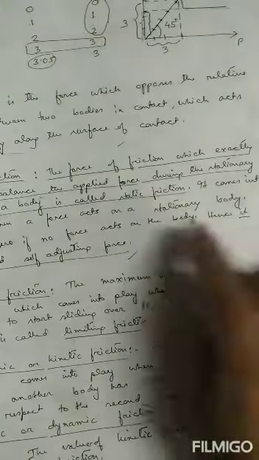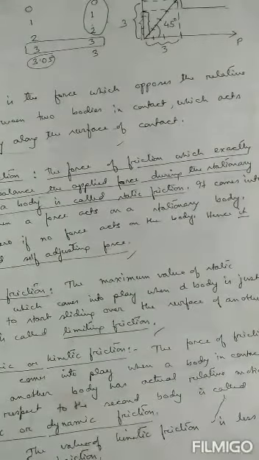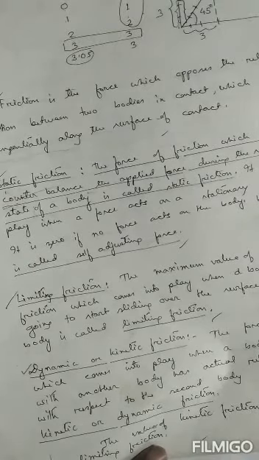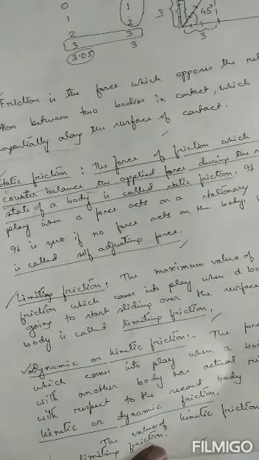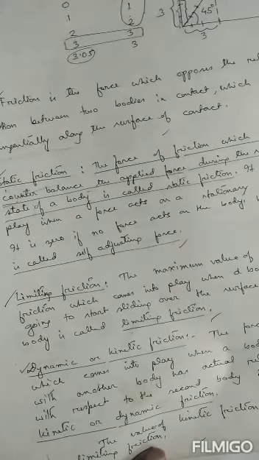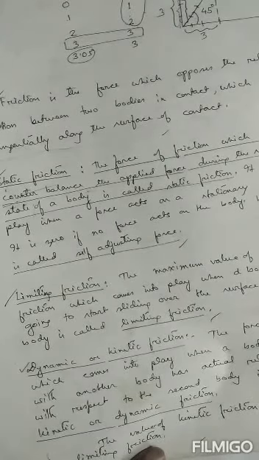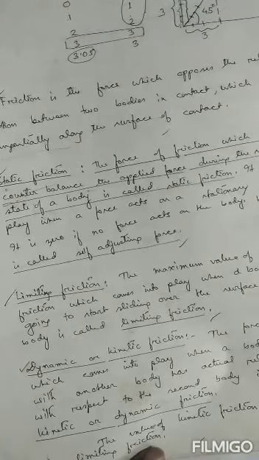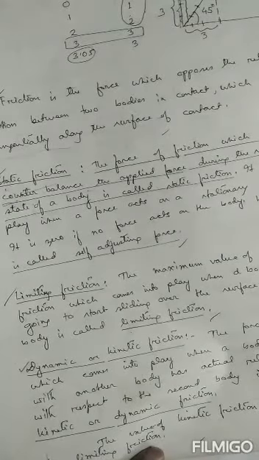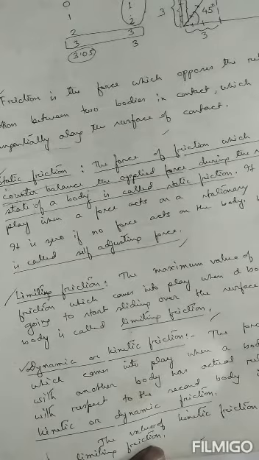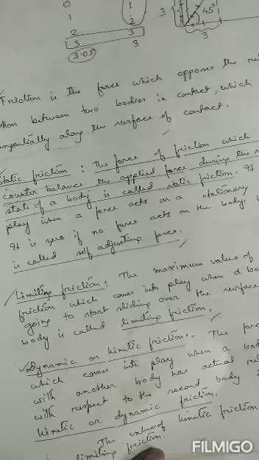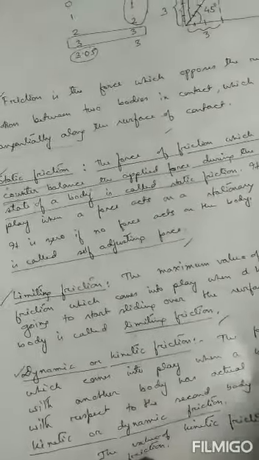Here, what is the definition of static friction? The force of friction which exactly counterbalances the applied force during the stationary state of a body is called static friction. It comes into play when a force acts on a stationary body. It is zero, that means the force of static friction is zero if no force acts on the body. Therefore, static friction is called a self-adjusting force.